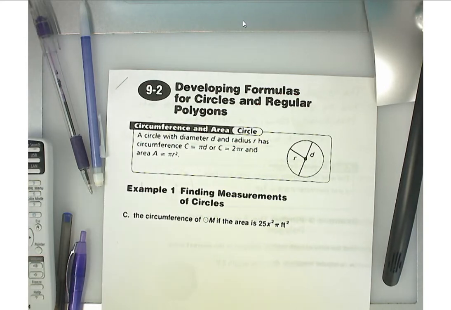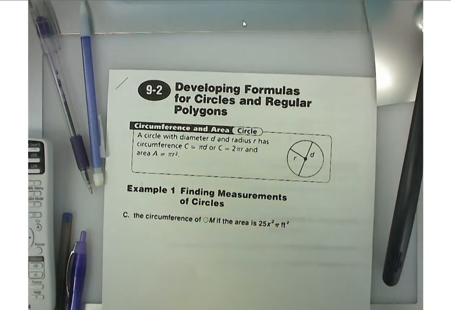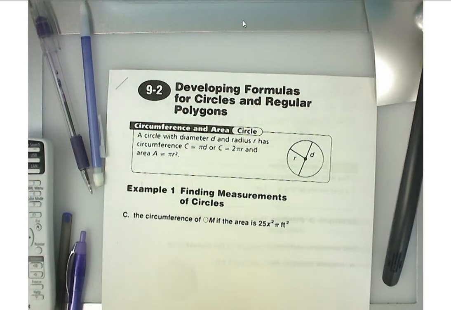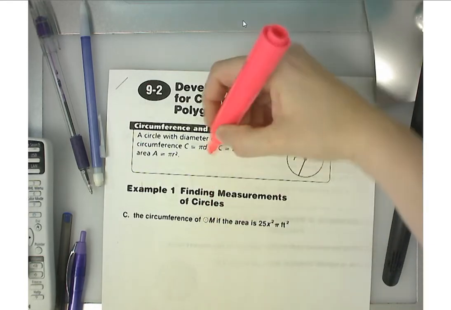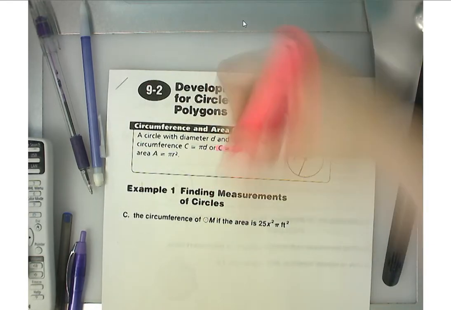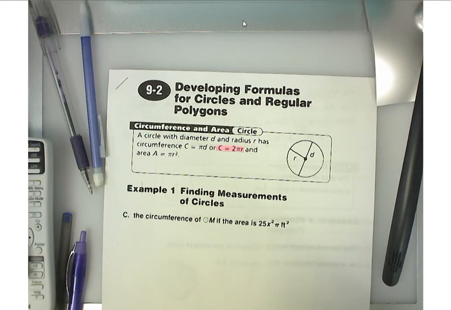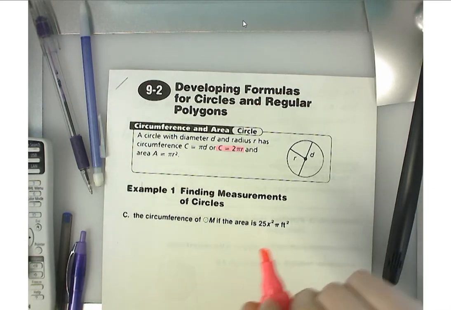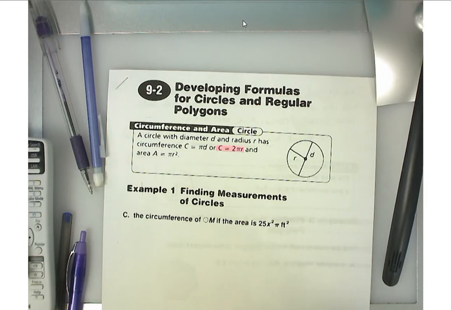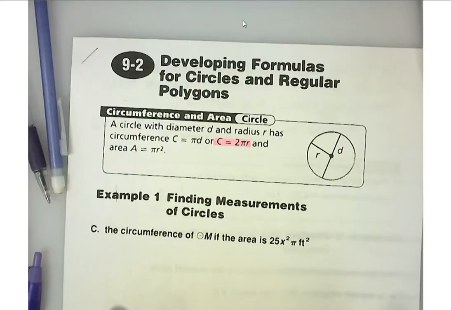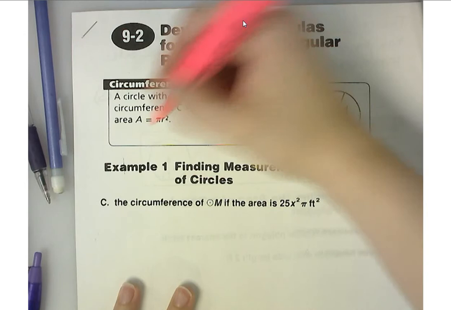So for 9.2, developing formulas for circles and regular polygons. Chloe, what's one thing that you highlighted in this box? Okay, so one of your formulas for circumference is going to be 2 pi r. And then, Riley, what's the other one? What's the other one for circumference, though? Yes.